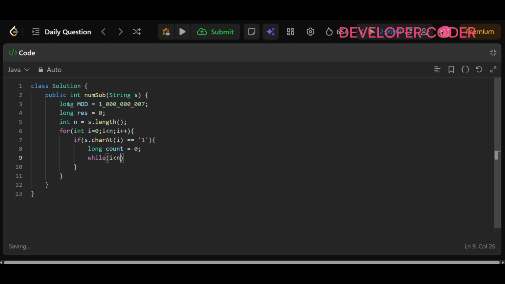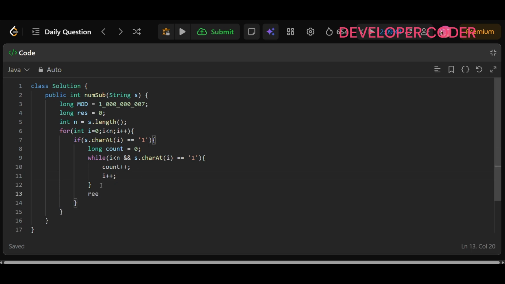So while i is less than n, this condition we need to check, otherwise if i is out of bound, we will get an array out of bound error. So first make sure that the i value is less than n, and s.charAt(i) is equal to 1. We are just calculating the number of consecutive ones, so count plus plus and i plus plus, and we are always making sure that i is less than n.